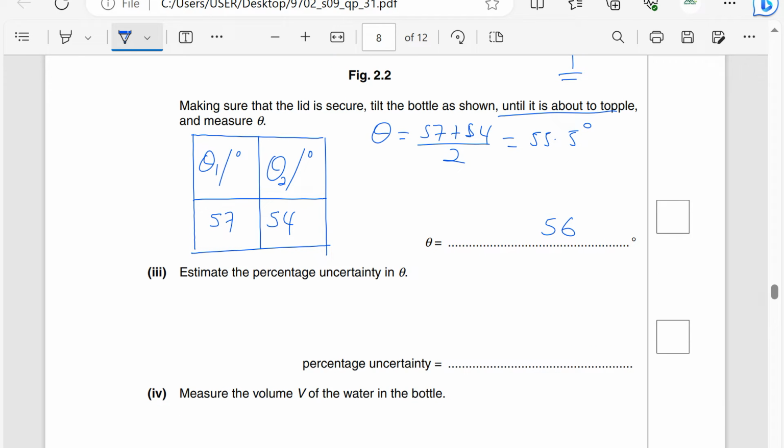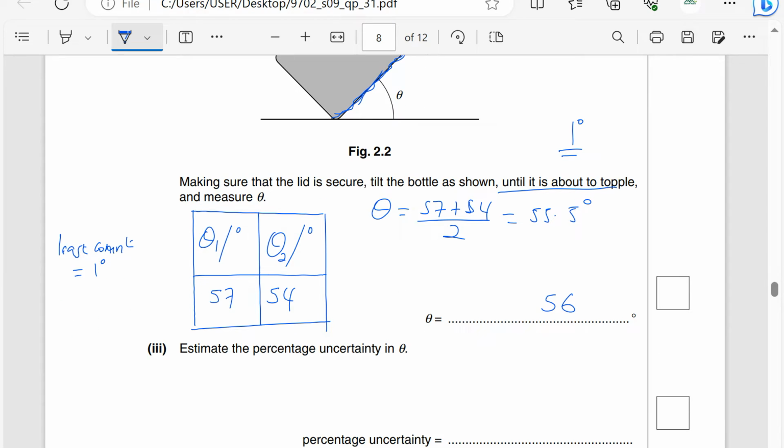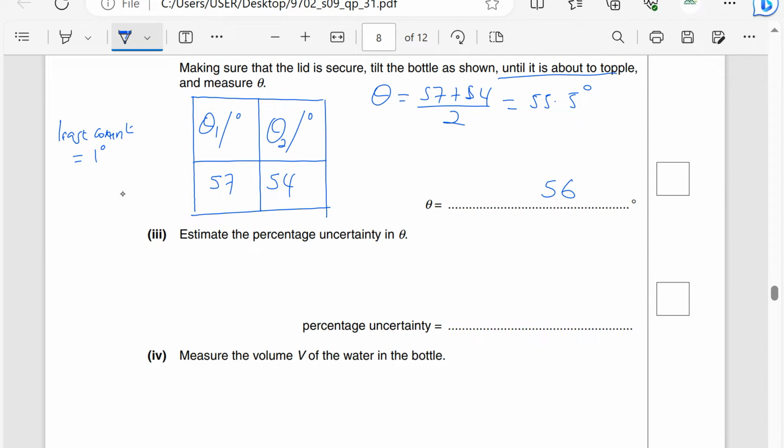Then estimate the percentage uncertainty in theta. For percentage uncertainty, if you just look at the protractor, it has the smallest value, which we scientifically call the least count, of 1 degree. But note that when you are holding it in your hands and taking a measurement with an edge which is not very flat, most likely the absolute uncertainty increases. So every time you use a protractor, we expect an absolute uncertainty between 2 to 5 degrees.